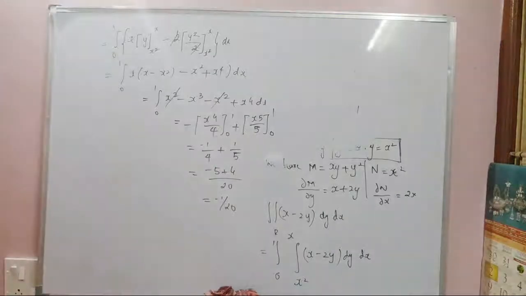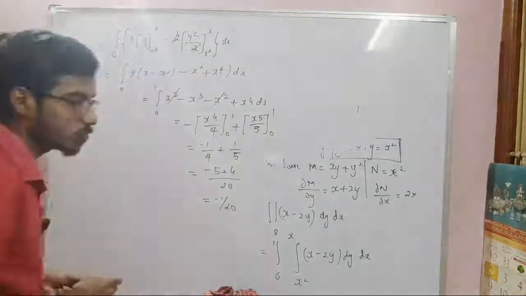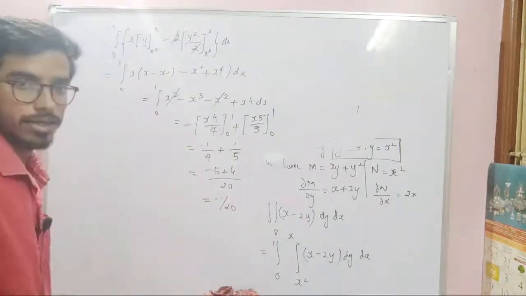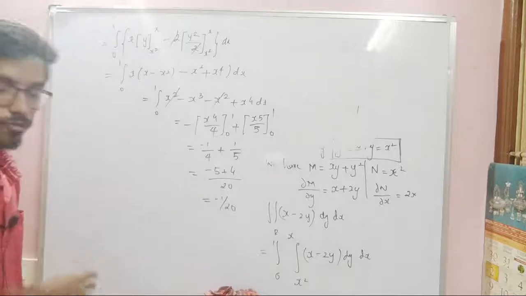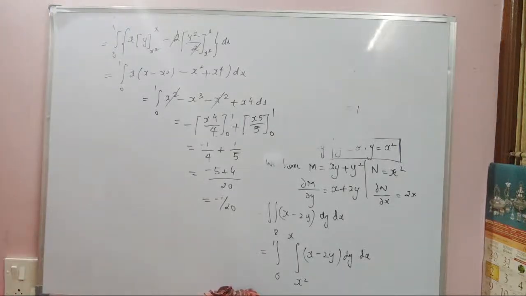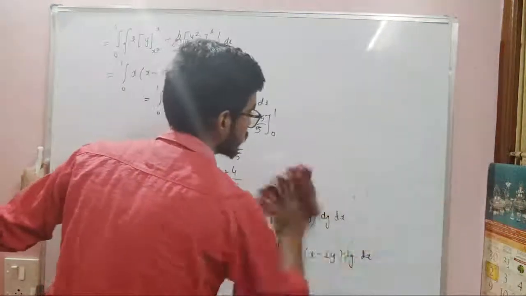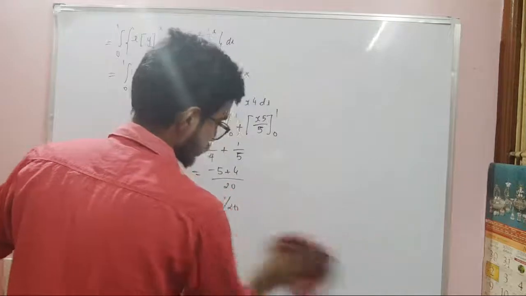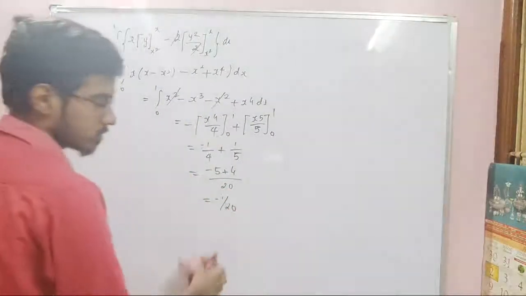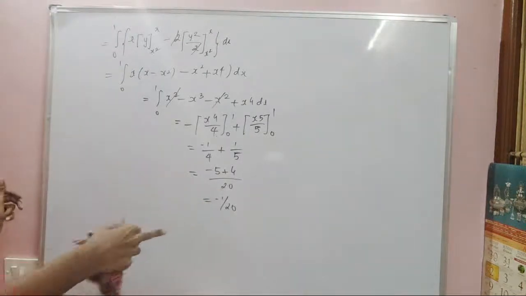So RHS is the double integral over R of dou n by dou x minus dou m by dou y, right? So we have found the RHS. Now we need to find the LHS and we need to show that the LHS is also equal to minus 1 by 20, right? So what is our RHS? We have shown that, and we need to find the LHS now.